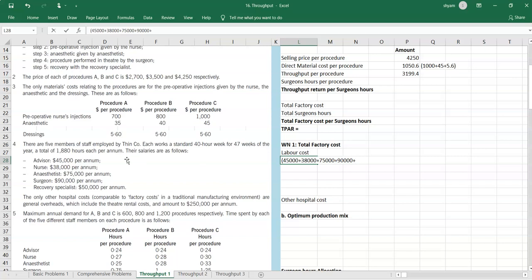See, their salaries are as follows, he says. We don't know how many people there are. We assume the advisor is like 1 person, or the total number of advisors. We don't know how many people there are, so we are just adding them to get the total labor cost. We are assuming that this is the total bill of labor cost. So you can add all of this and put it here.